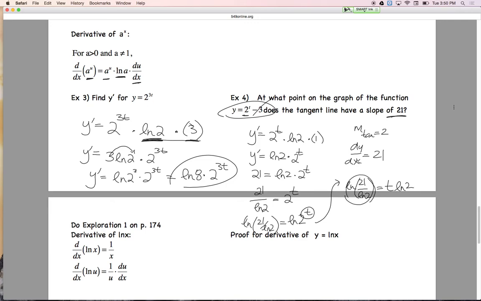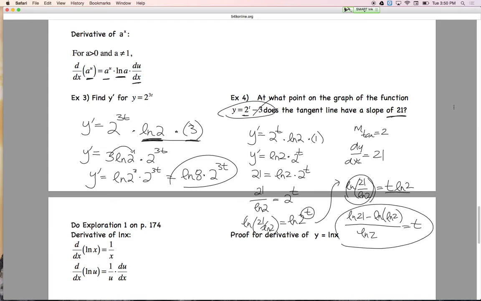And by the way, you can separate this property. If you want to separate this with subtraction, you can go natural log of 21 minus natural log of the natural log of 2. And then I divided by this natural log of 2 for my final answer, and that equals t.